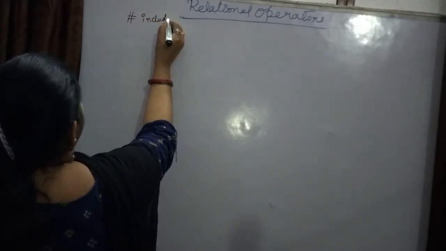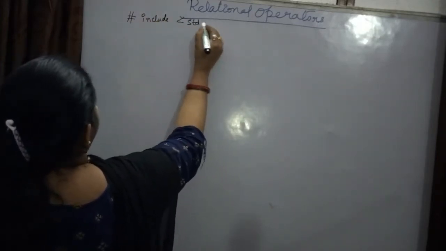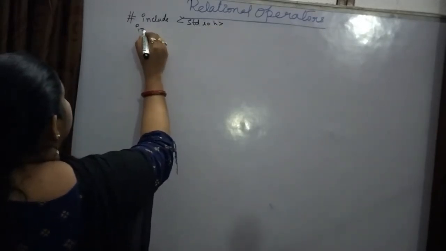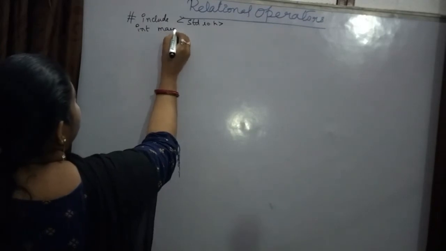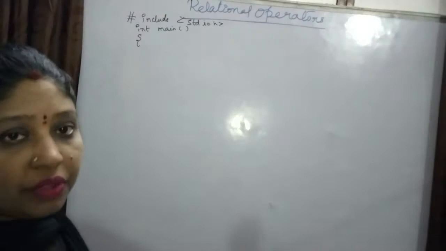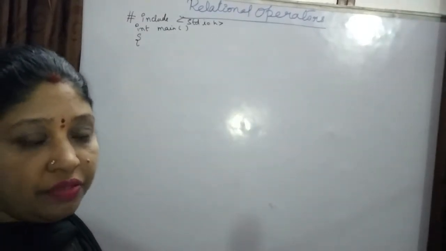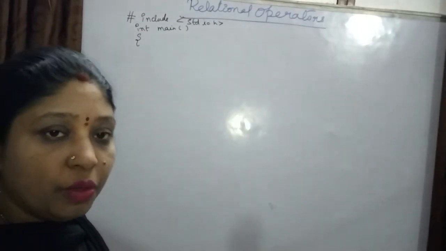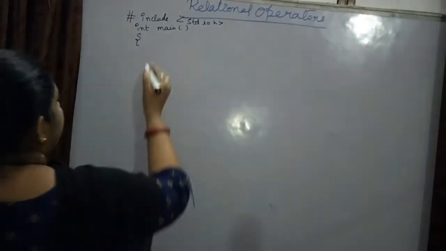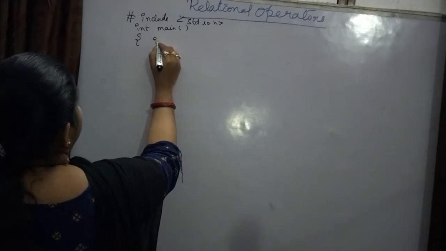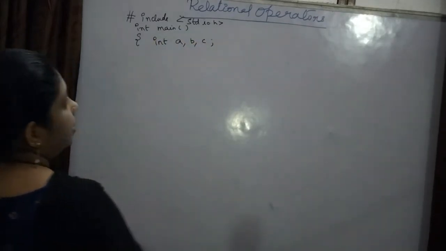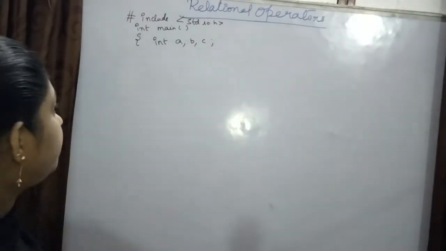Hash include stdio.h. int main function I am writing here. Don't worry about these functions. When I take functions classes videos, at that time you will understand what is function, what is int main, void main, all those things. Now declaration part, int a b c. Understood? This is the declaration part I am writing.